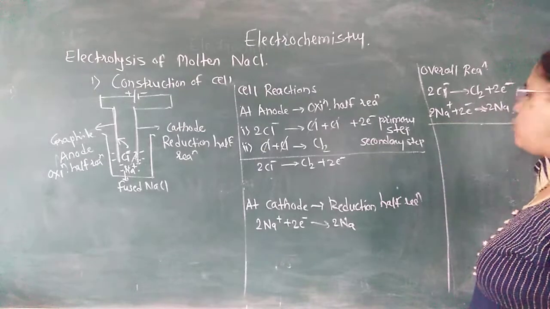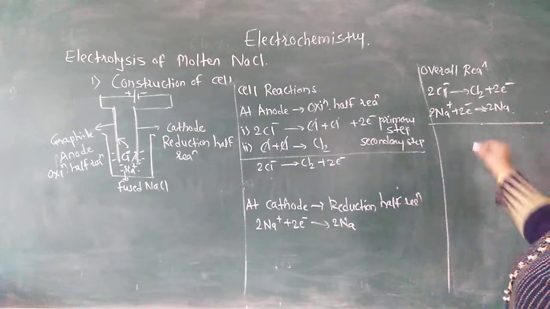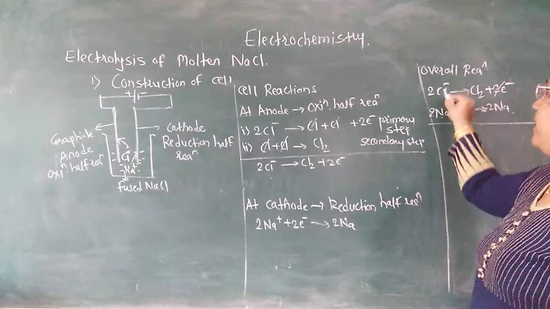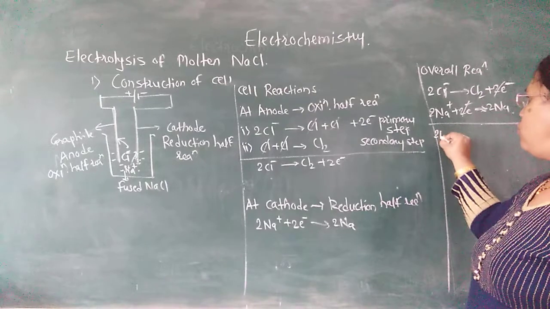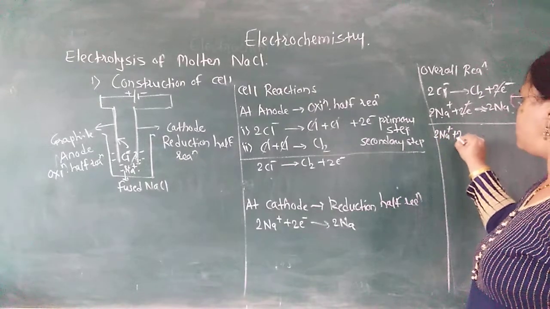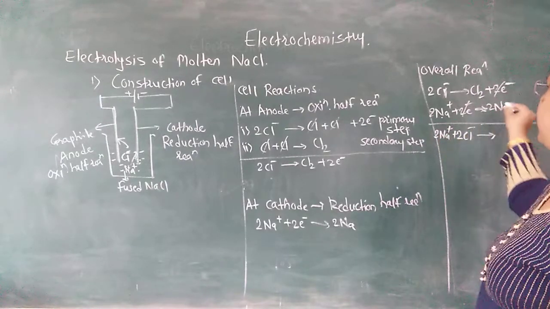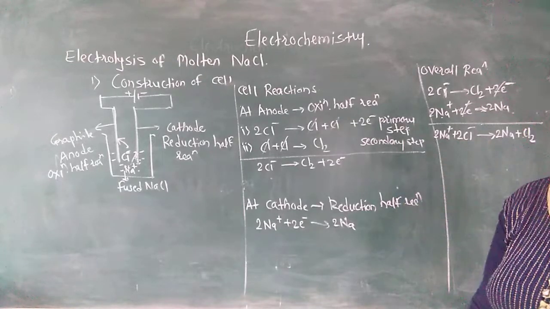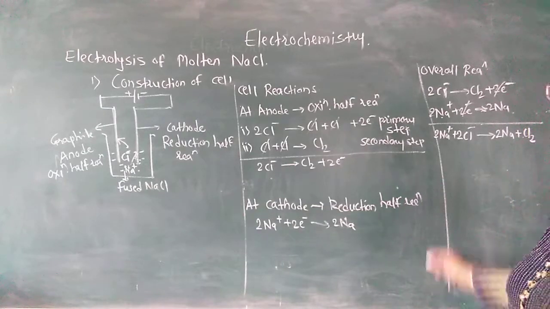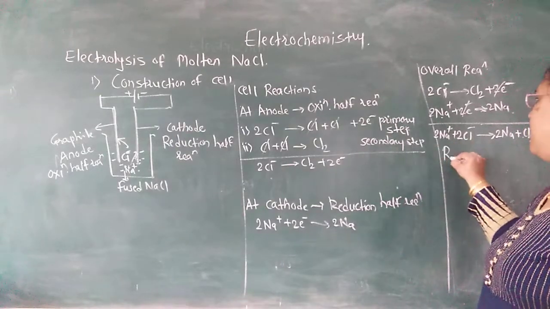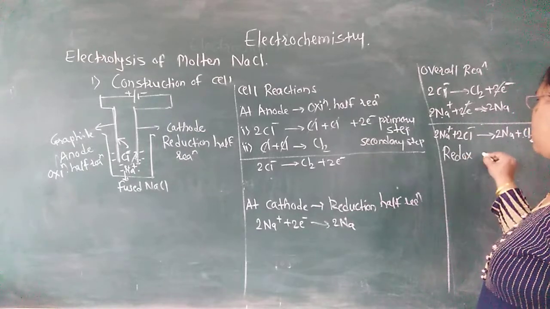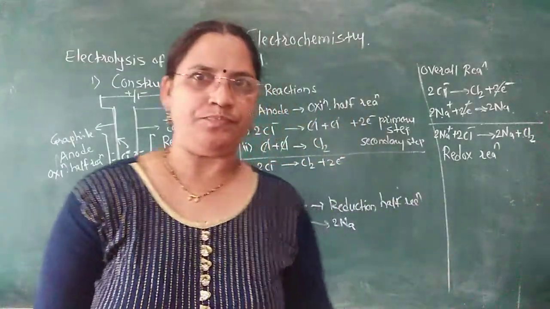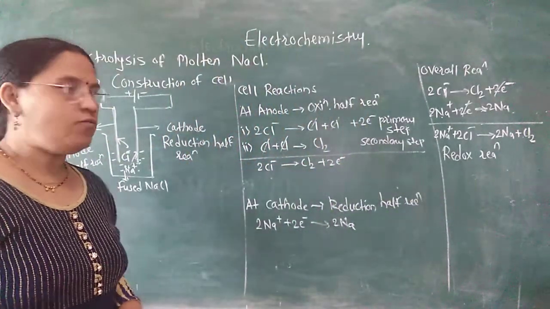So, the addition of these two is called a redox reaction. If we add, the 2 electrons get cancelled. So, what remains? 2Na plus and 2Cl minus. 2Na plus 2Cl minus gives 2Na plus Cl2. So, this is called the net cell reaction, a redox reaction, in which one electrode undergoes oxidation and the second electrode undergoes reduction. So, this is about the electrolysis of molten NaCl.